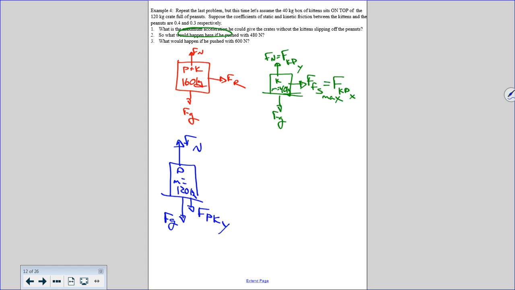All right, 2 more forces. What do we got? Let's do Roy first, because that's the easy one. So there's the force of Roy pushing the peanuts. And there's one other force, the force of friction, right? The idea is because of friction, the peanuts are pushing the kittens forward, right? Well, as a reaction, that means that the kittens are pushing the peanuts backwards, right?